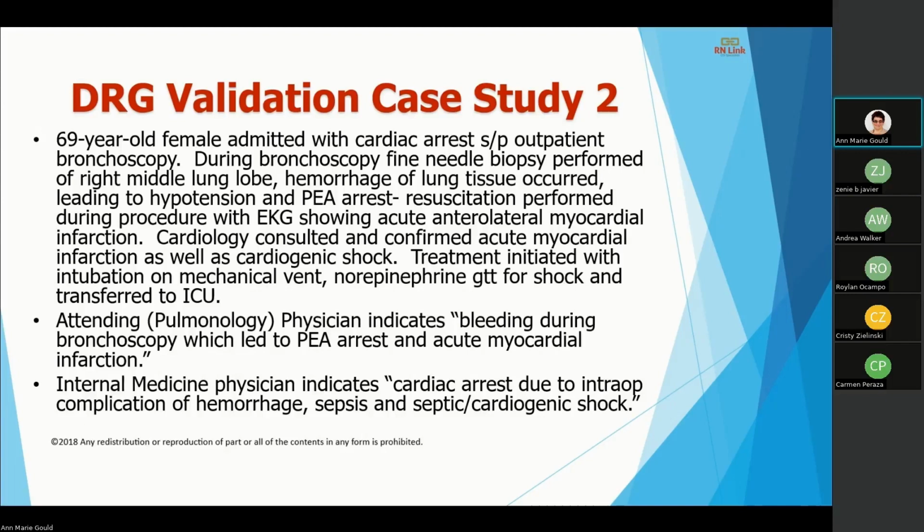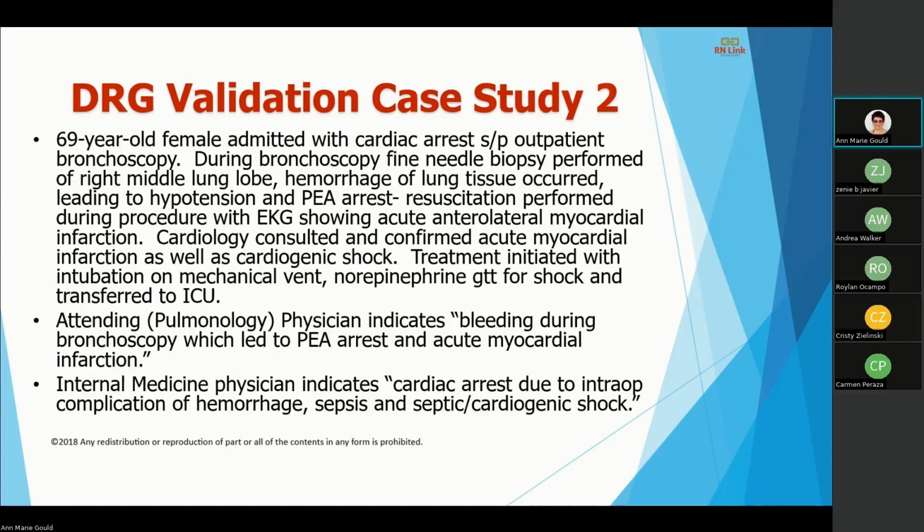Resuscitation performed during procedure, with EKG showing acute anterior lateral myocardial infarction. Cardiology was consulted and confirmed acute MI as well as cardiogenic shock. Treatment initiated with intubation on mechanical vent, NorEp drip for shock, and transferred to ICU.